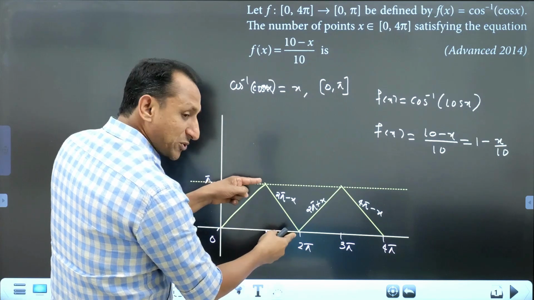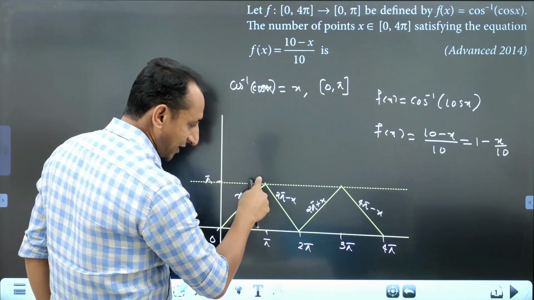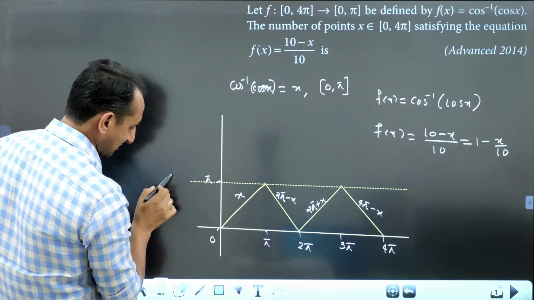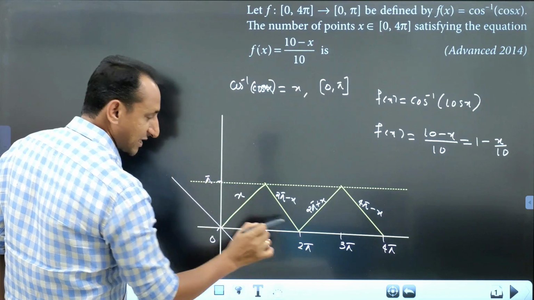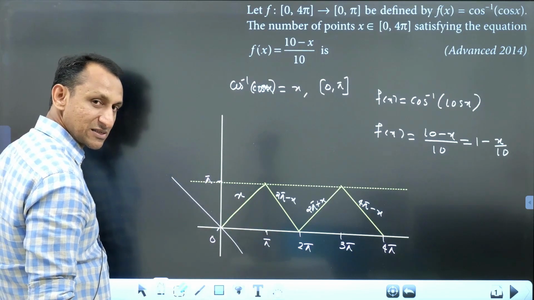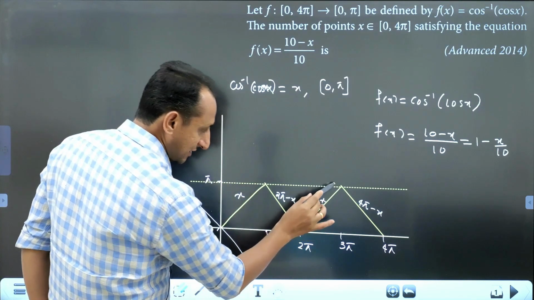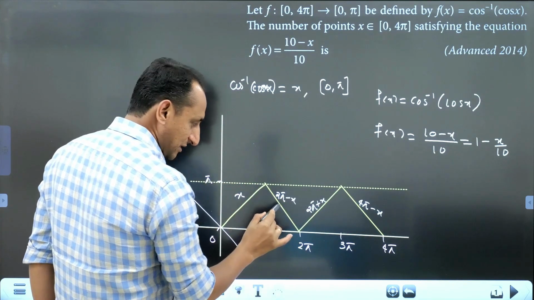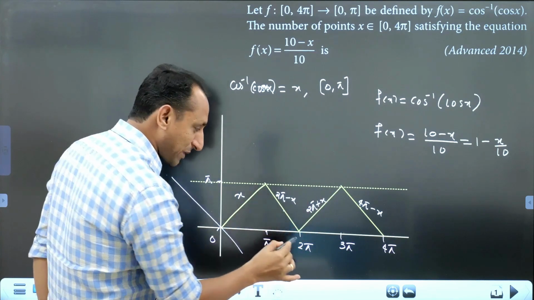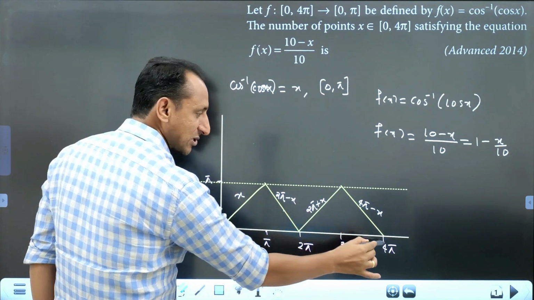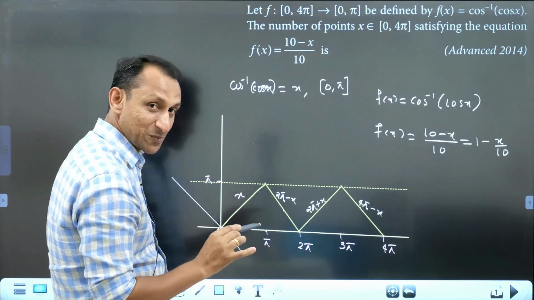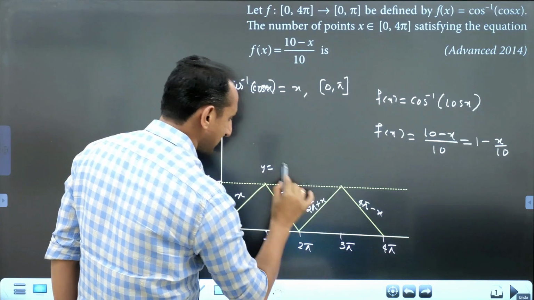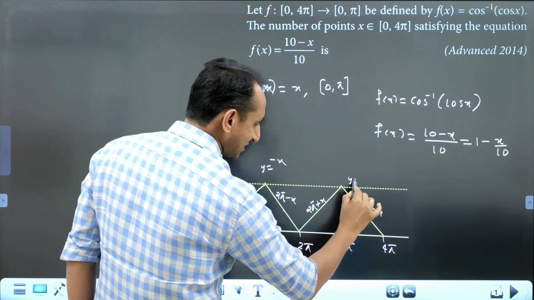From pi to 2 pi, this graph is of the form y is equal to minus x. Its slope is minus 1. This graph in the same way, y equal to minus x. But these two graphs must pass through 2 pi comma 0 and 4 pi comma 0. This is of the form y is equal to minus x.